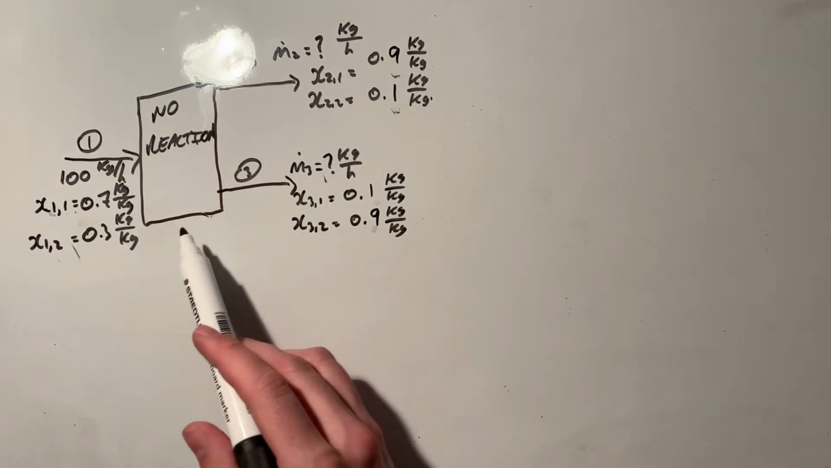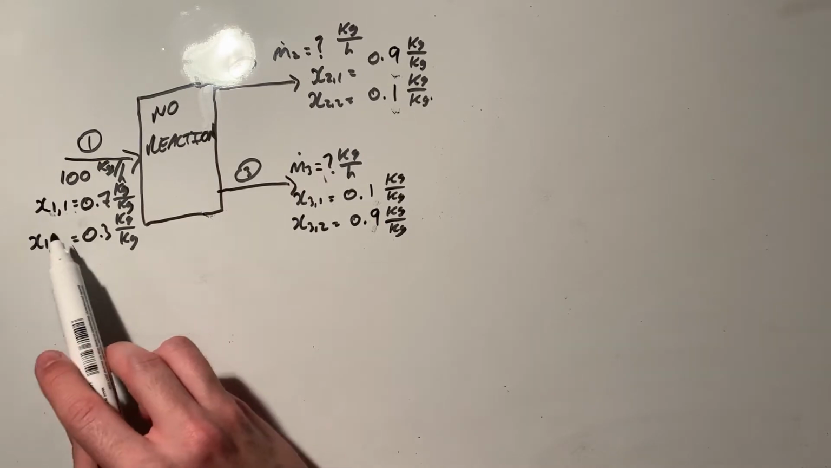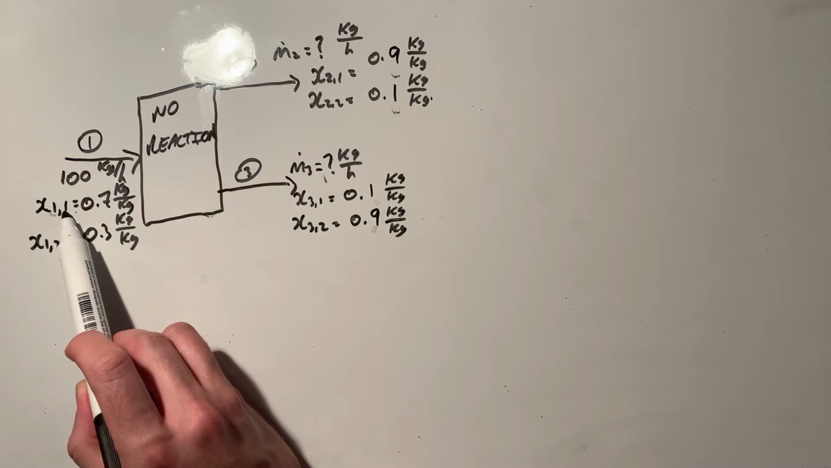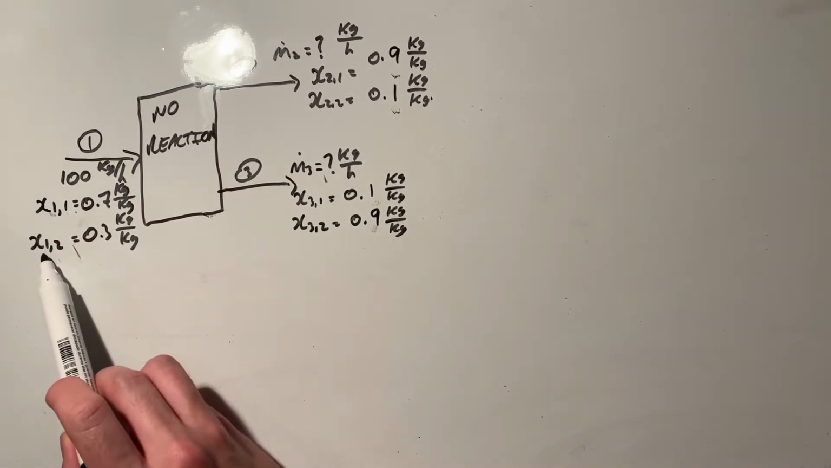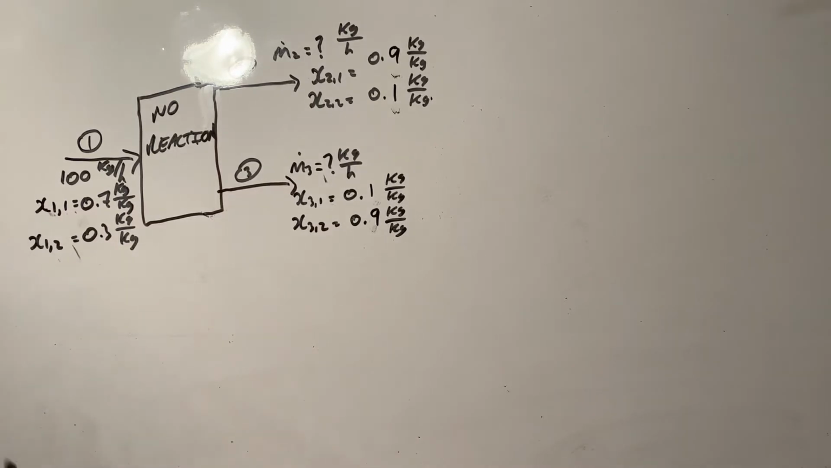Here we have what is called a binary system, where we have just the two species, denoted by species 1 and 2, where the notation implies that this is the composition of species 1 in stream 1. So the number before the comma is the stream number, and the number after indicates the species.